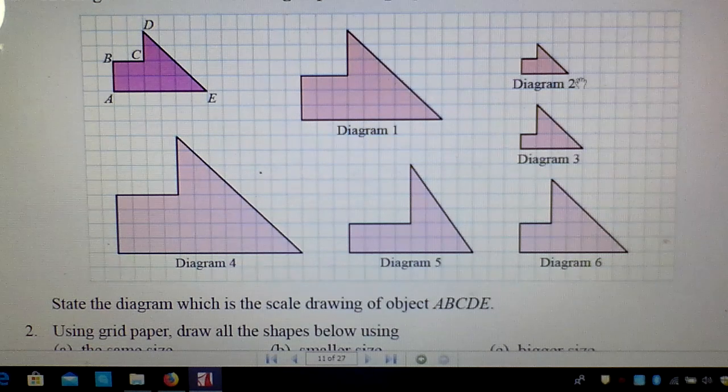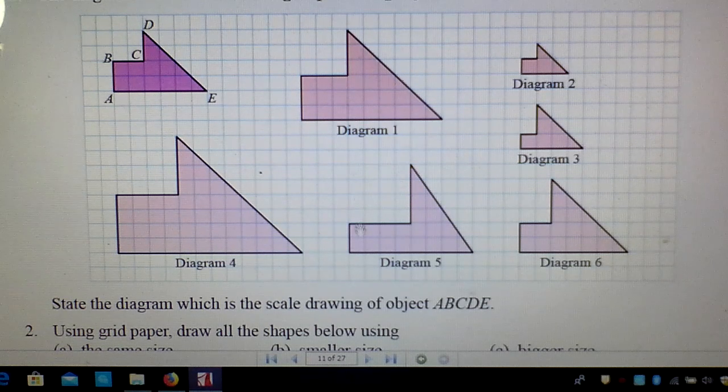Okay, we'll look at diagram 2. Diagram 2 for AB, 2 becomes 1, meaning 2 to 1, becomes half. Okay, BC also becomes 1, CD also becomes 1, AE also becomes half. 6 becomes 3. And then here 4 becomes 2. So meaning diagram 2 is also a scale drawing for ABCD.